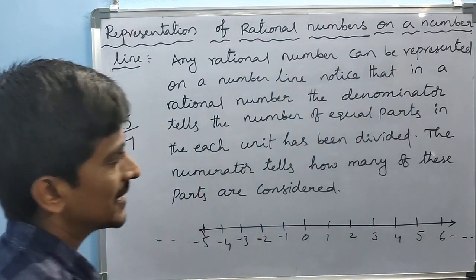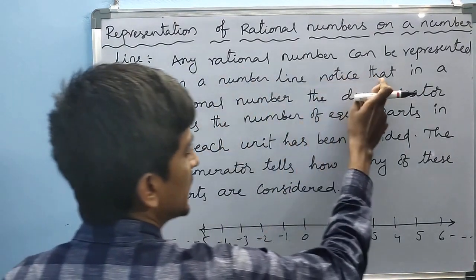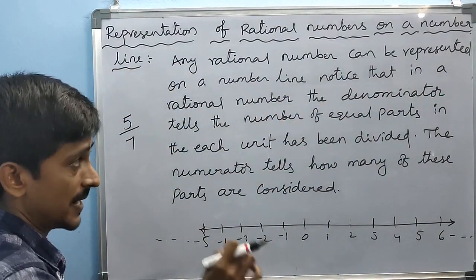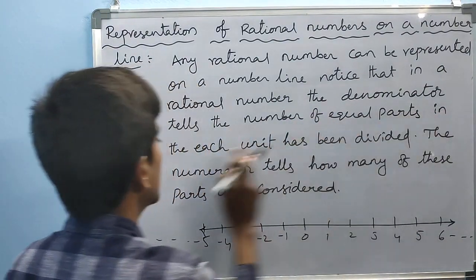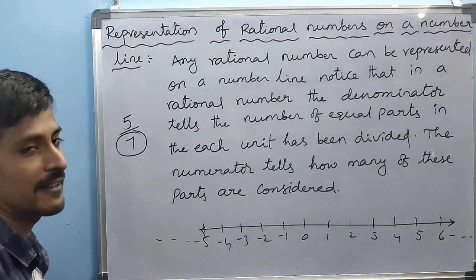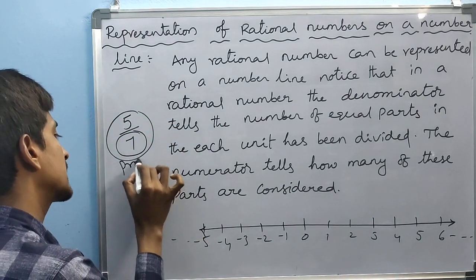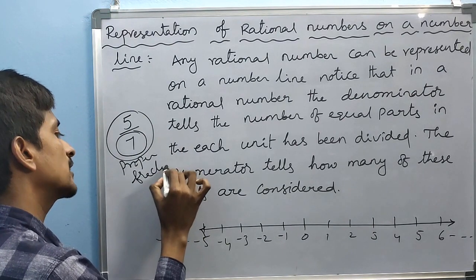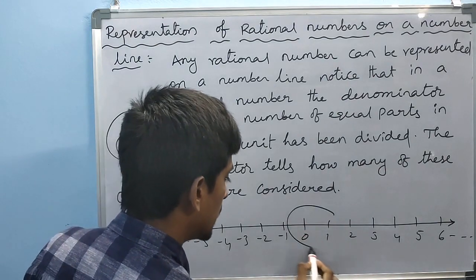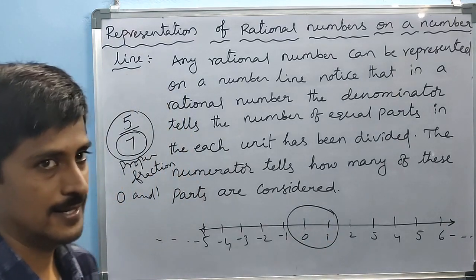According to our condition, what is the condition? How to find the representation of a rational number on a number line? Notice that in a rational number, the denominator says the number of equal parts in which each unit has been divided. So, 5 by 7. First of all, is this a proper fraction or improper fraction? This is a proper fraction. Every proper fraction is in between 0 and 1. So 5 by 7 is in between 0 and 1.